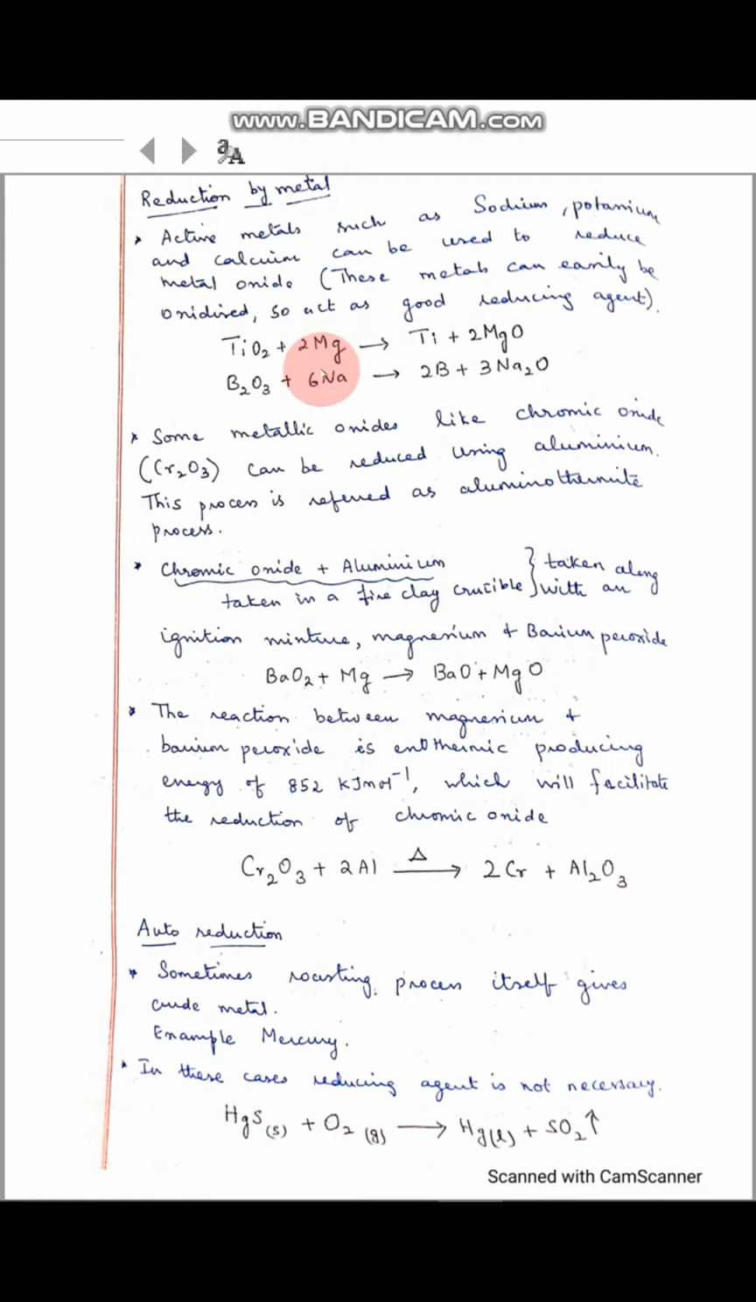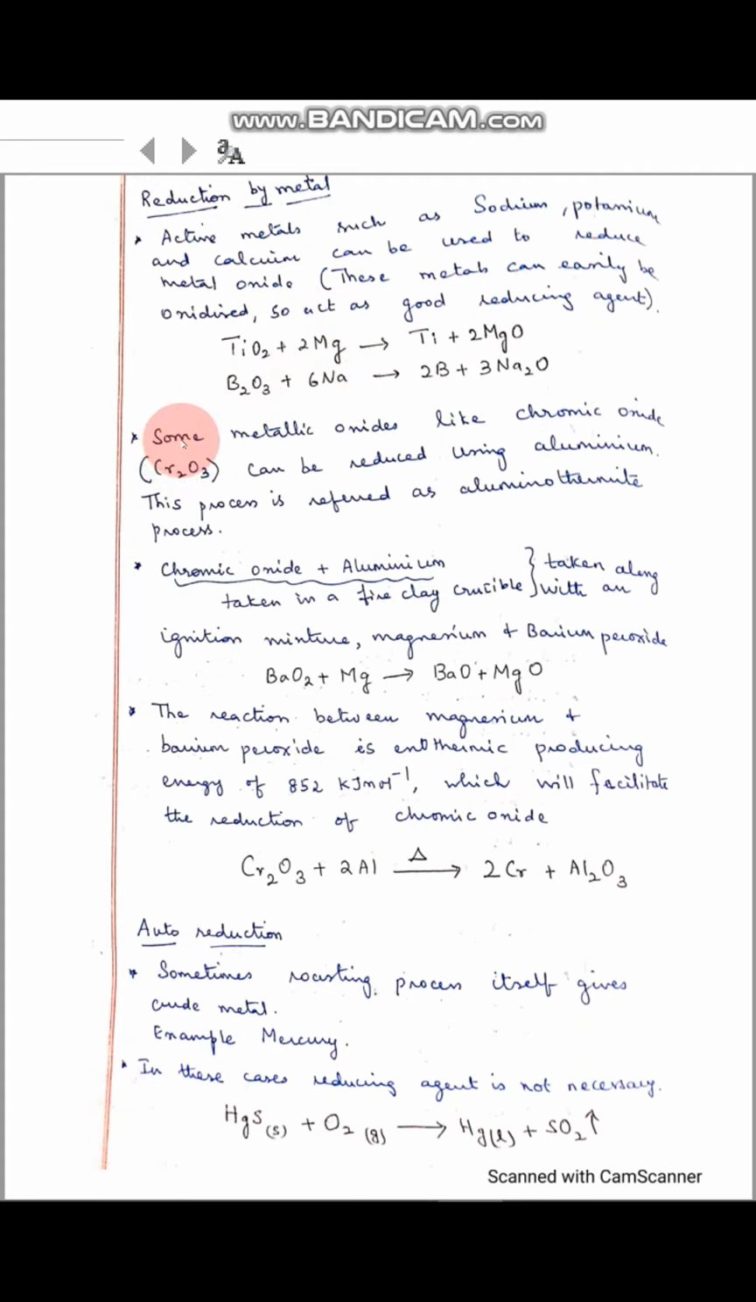We are going to use a few metals like sodium, potassium and calcium. The reason for using these metals is that they can easily be oxidized, therefore they act as a very good reducing agent. So titanium oxide reacts with magnesium so that it converts to titanium and magnesium oxide is formed. So you can very easily infer from this that titanium oxide is undergoing reduction to form titanium and magnesium is undergoing oxidation. That's what we call reduction of metal oxides using metals.